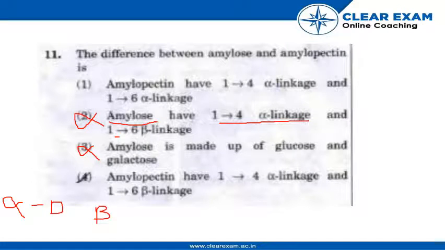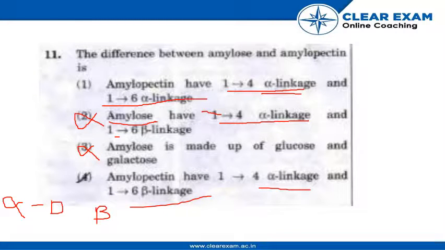amylopectin is branched and has both 1 to 4 and 1 to 6 alpha linkage. So in option 1 both are alpha linkage, but in option 4 there is 1 alpha linkage and 1 beta linkage. So beta linkage is not possible because both are polymers of alpha D glucose. So this is the correct answer and this is also wrong.